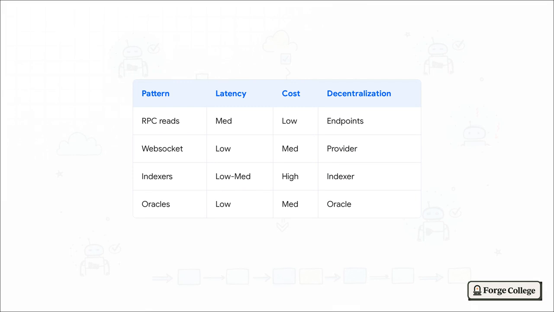First up, direct RPC reads. Think of this like periodically reading the daily newspaper. It's super cheap, but you're only getting point-in-time snapshots.